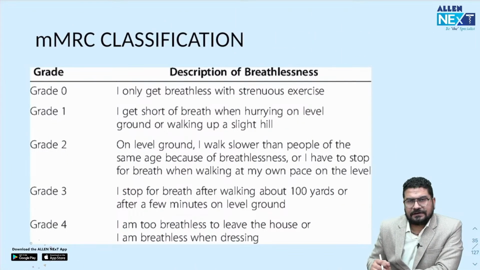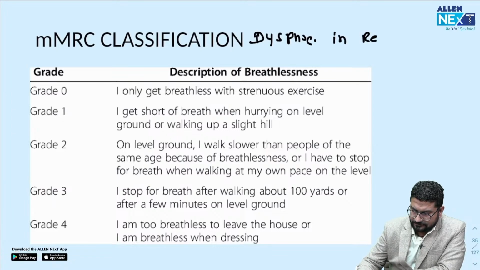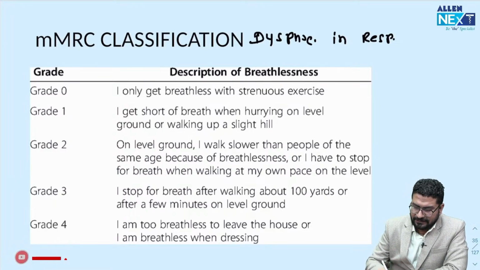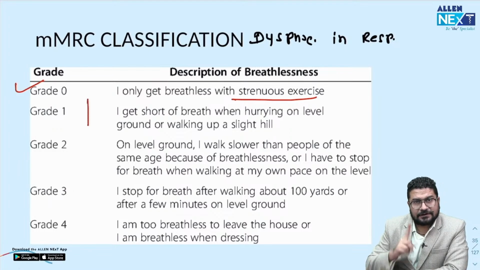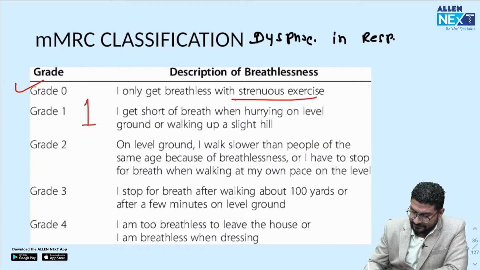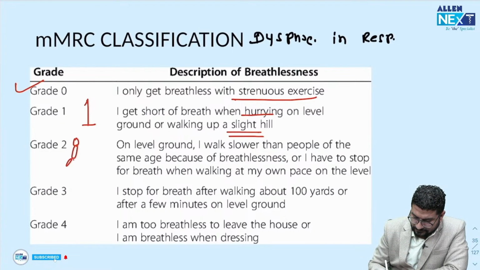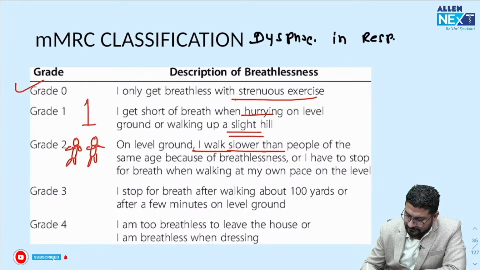MMRC is Modified Medical Research Council. This is a classification that we use for dyspnea in the respiratory system. So understand this. Grade 0 is like normal people, dyspnea only on strenuous exercise. Grade 1 is like this, moving upward, so upward means uphill or while hurrying. Grade 2, understand 2. Suppose 2 means 2 people, both 50 years old, and one is walking slower than the other. So dyspnea means I walk slower than people of the same age.